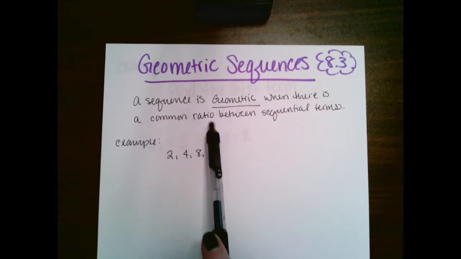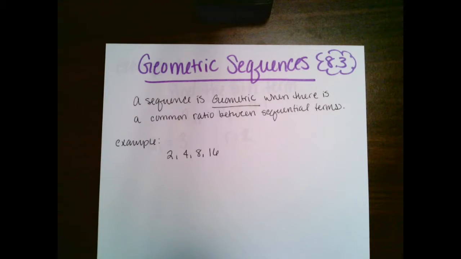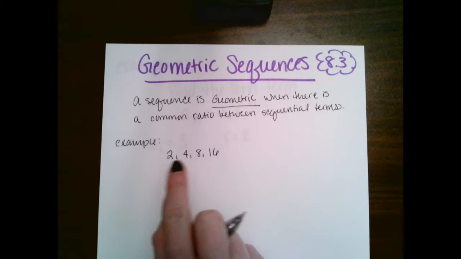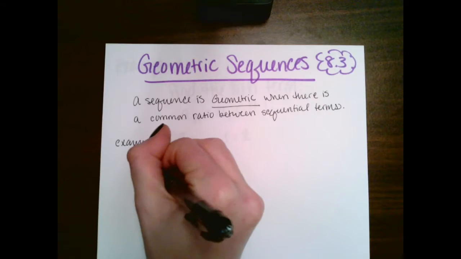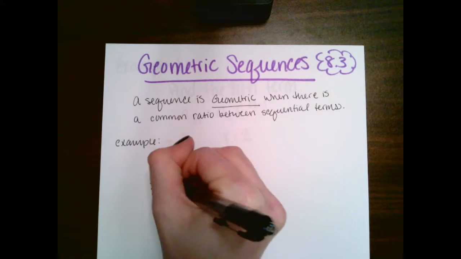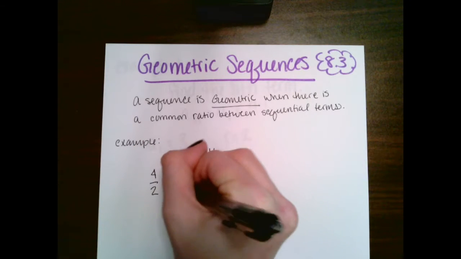Need to have a common ratio. Okay, so to look at the ratio, remember it's like a proportion. So we're going to check, these are first, second, third, and fourth terms. We're going to check the ratios between them. So let's look at 4 over 2 compared to 8 over 4.